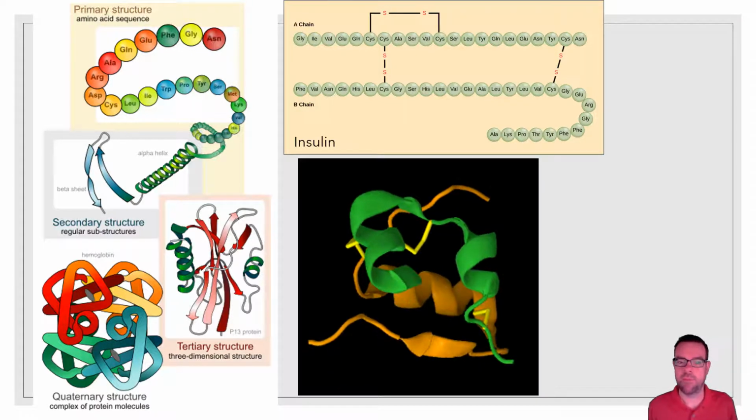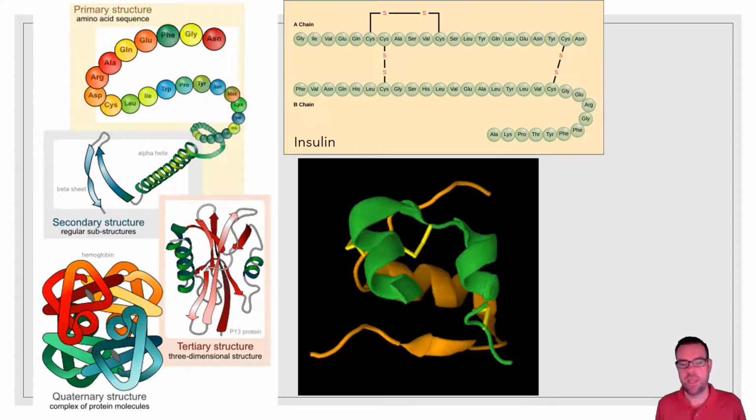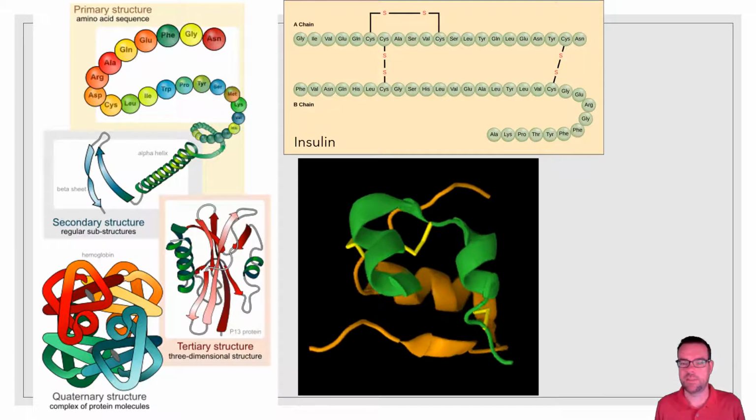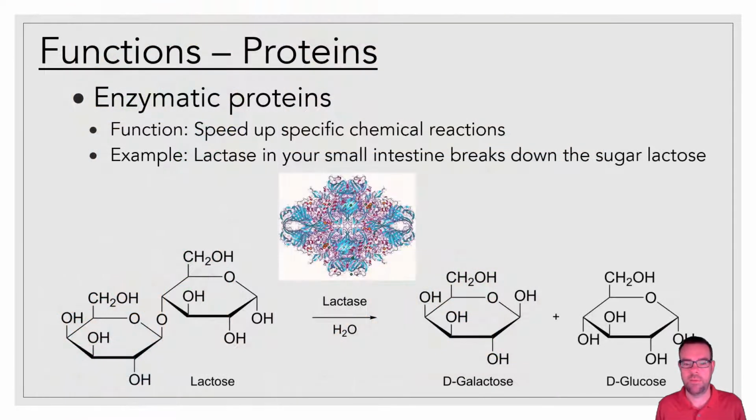So my wife being a diabetic, we have insulin in our fridge. If my wife were to leave that insulin sitting out, what might happen? Well, it might actually break down. I'll get to that in a minute.